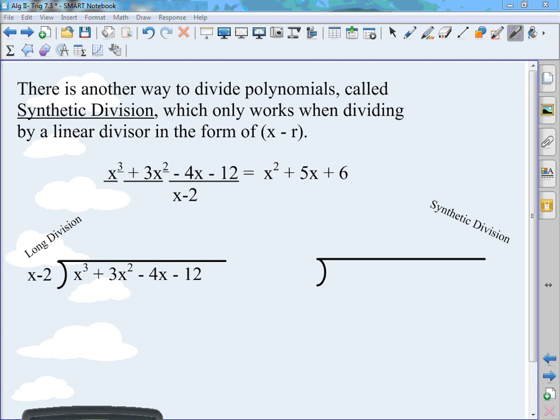The only number you write for synthetic division is 2, because it has to be x minus 2, so you just take the 2. All right?